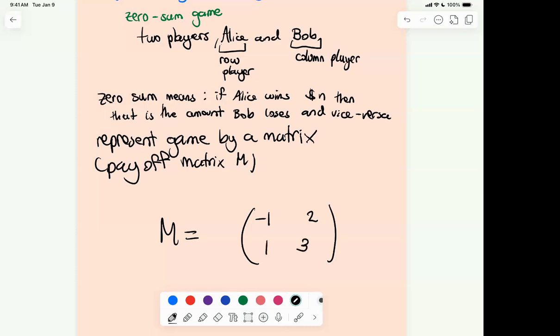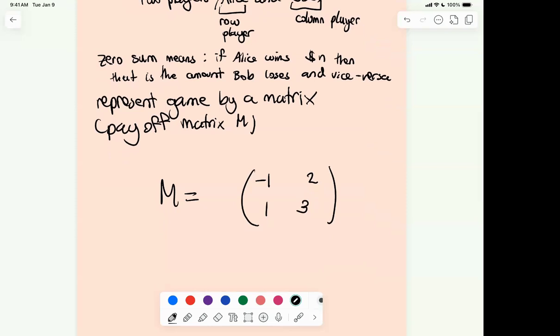Okay, so let me tell you how to interpret this matrix. Again, it's 2 by 2. The way you should think about it is that there were two choices that each of the players could make, right? Since each player has two choices, 2 times 2 is 4. So there are 4 possible outcomes to the game.